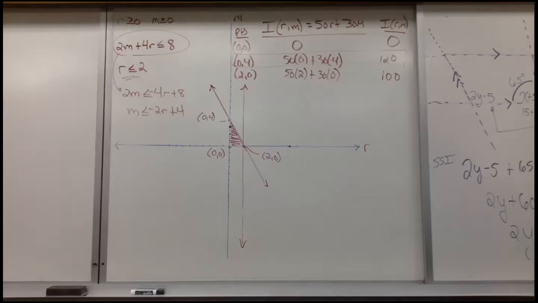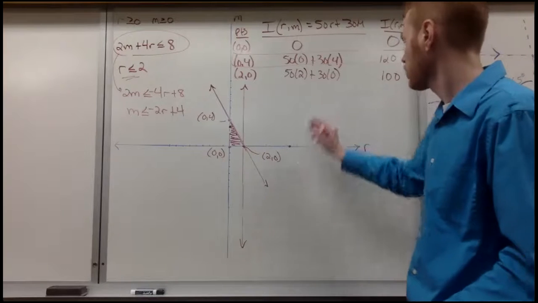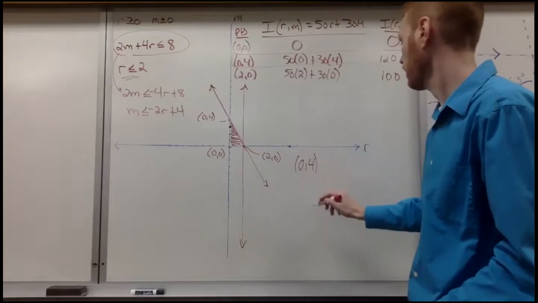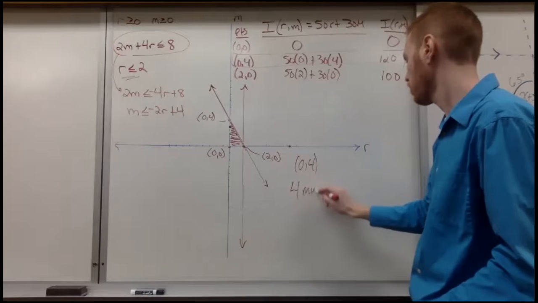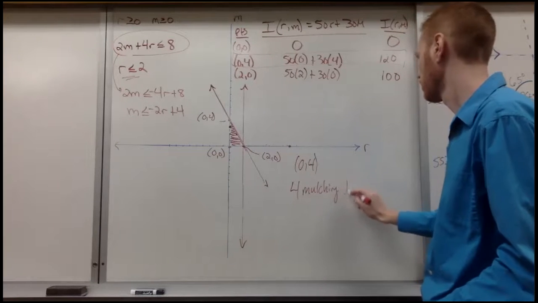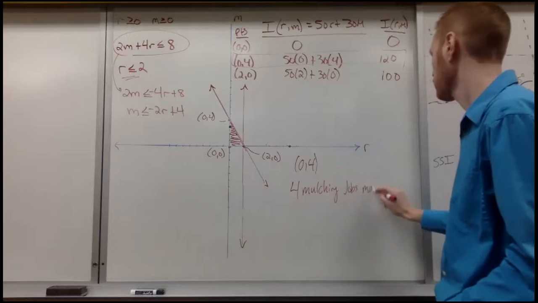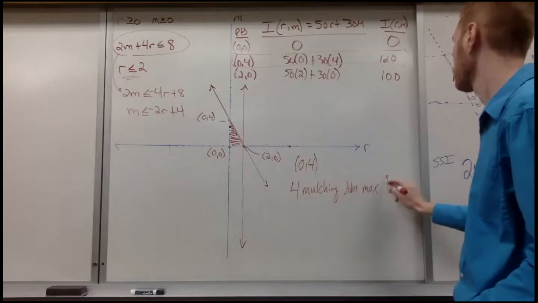So let's interpret that result. So 0, 4, and 4 represents the M values, right? So if you do 4 mulching jobs, you will receive the max profit of $120.